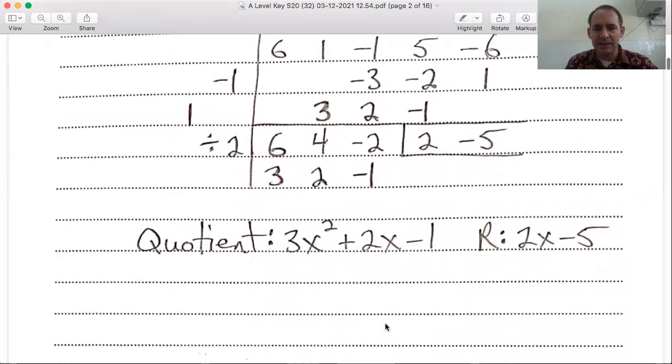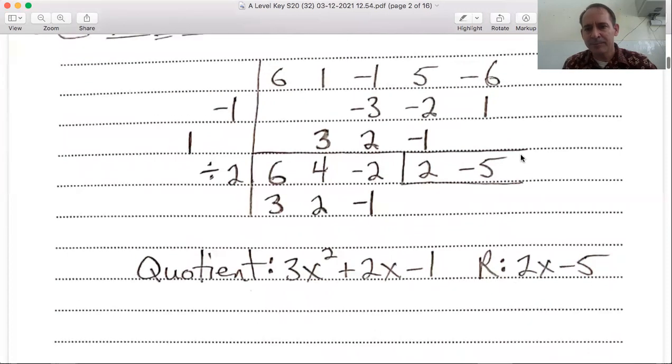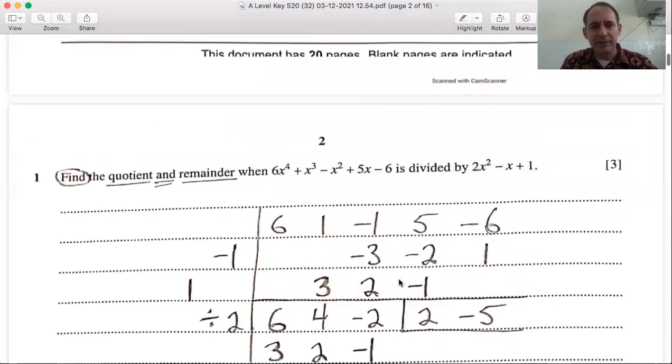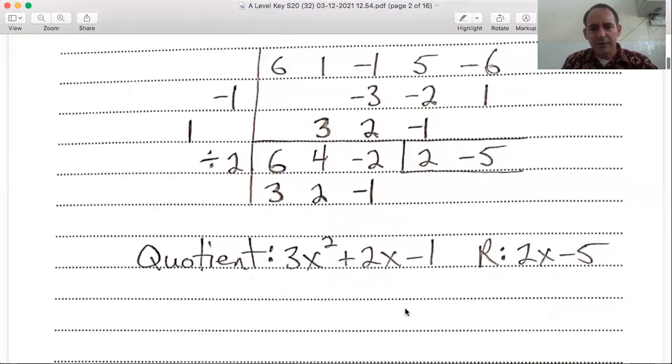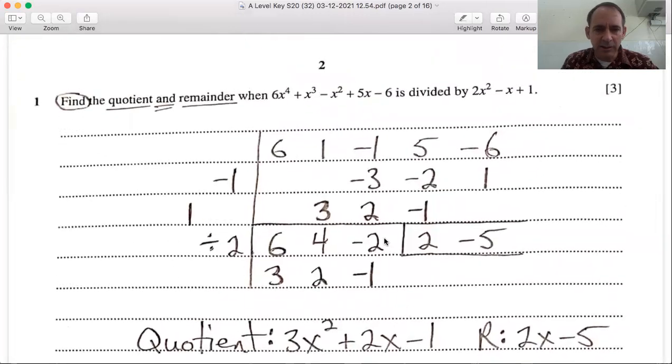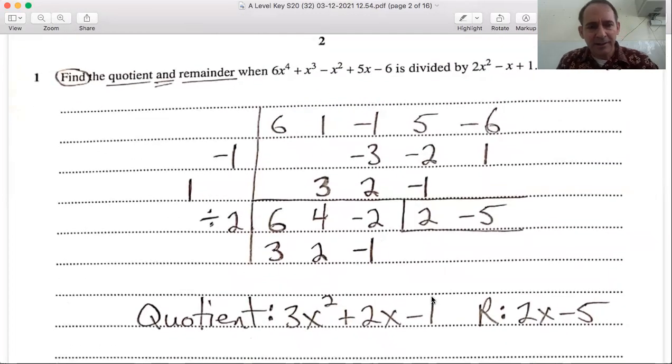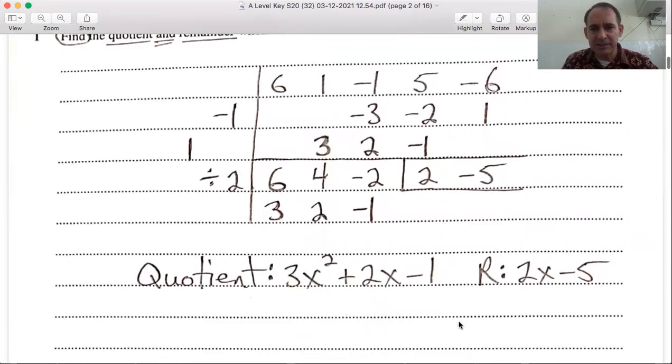So what does that mean? It means that the quotient is 3x squared plus 2x minus 1, and the remainder is 2x minus 5, where the -5 is the constant, and the 2 is the linear, or x to the 1 power, first degree term. Okay, so that's how we do that. So again, you can use long division if that's what you learned, but I prefer synthetic division.